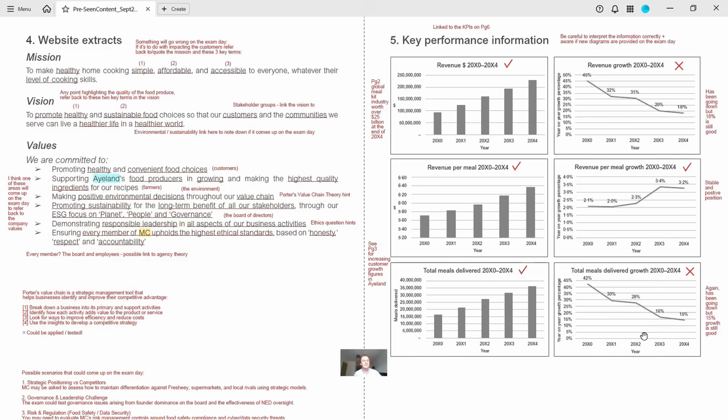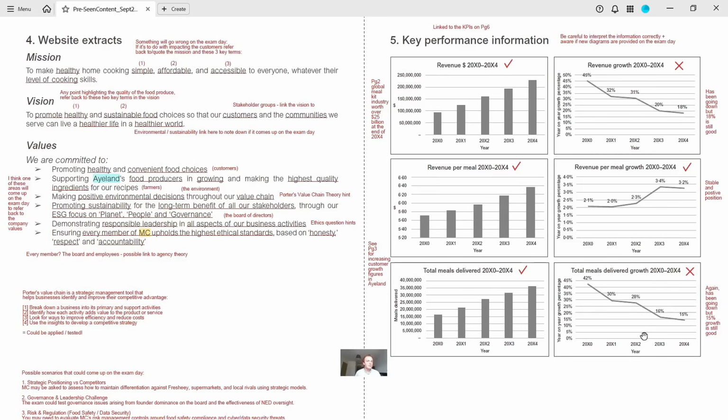Making positive environmental decisions throughout our value chain. So another little hint there about Porter's value chain theory and the environment being referred to. Again, this can overlap with SWOT analysis and PESTEL. Promoting sustainability for long-term benefit of all of our stakeholders through our ESG: planet, people and governance. So linking in again to Mendelow and stakeholder theory.